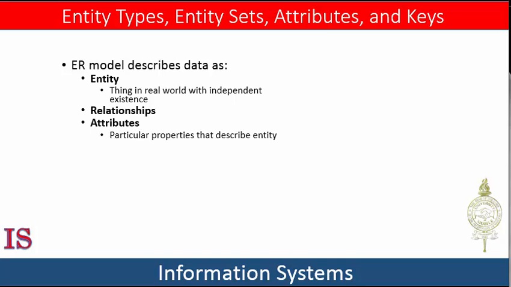Each entity has attributes, the particular properties that describe it. For example, an employee entity may be described by the employee's name, age, address, salary, and job. A particular entity will have a value for each of its attributes. The attribute values that describe each entity become a major part of the stored data in the database.